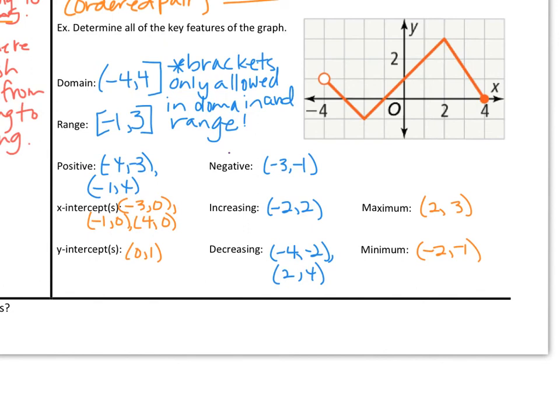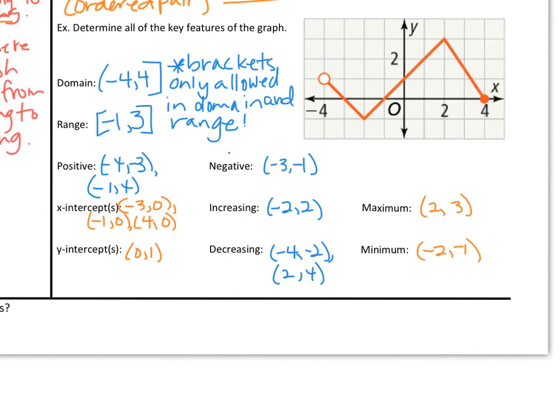The range goes from bottom to top. The smallest output I see is -1, and the biggest output is +3. Notice in this little star, it says the brackets are only allowed when you describe domain and range. The rest of our intervals will only use parentheses. The graph is positive between -4 and -3 on the x-axis, and from -1 to +4 on the x-axis. That's when we have positive outputs. The only time the graph goes below the x-axis is from -3 to -1 on the x-axis.